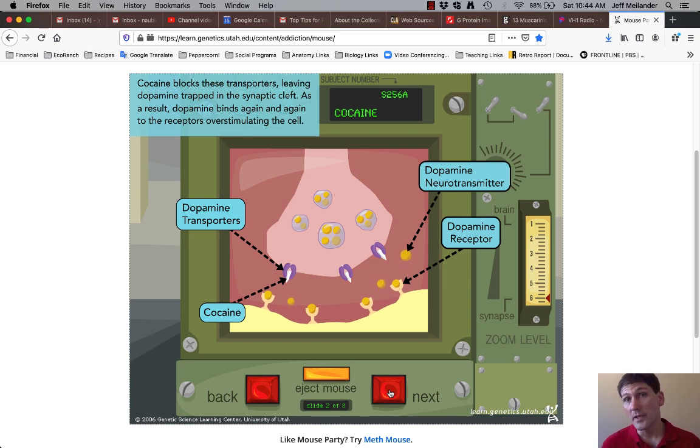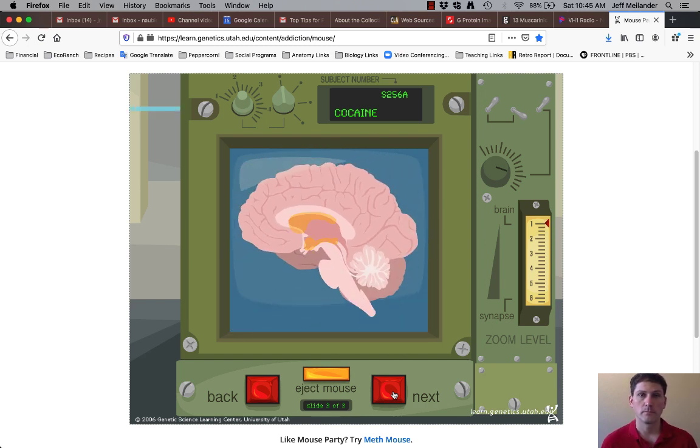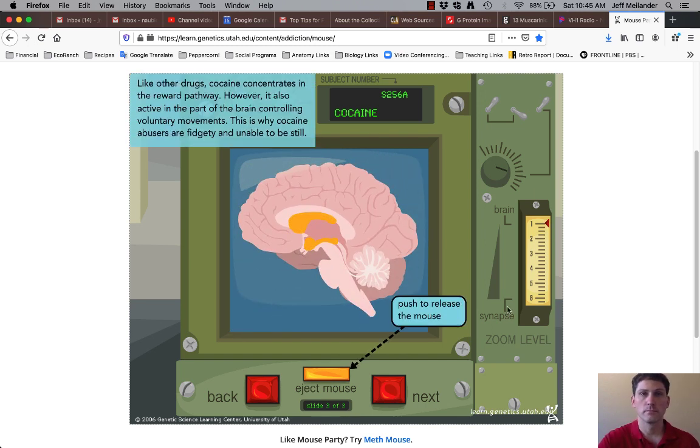All right, so a little bit different than meth. Instead of actually going into the cells and going into the vesicles and forcing the dopamine out and flooding a bunch more dopamine into our synaptic cleft, this drug, cocaine, just inhibits those transporters, so dopamine just stays in that cleft. Like other drugs, cocaine concentrates in the reward pathway. However, it is also active in the part of the brain controlling voluntary movements. This is why cocaine abusers are fidgety and unable to be still.